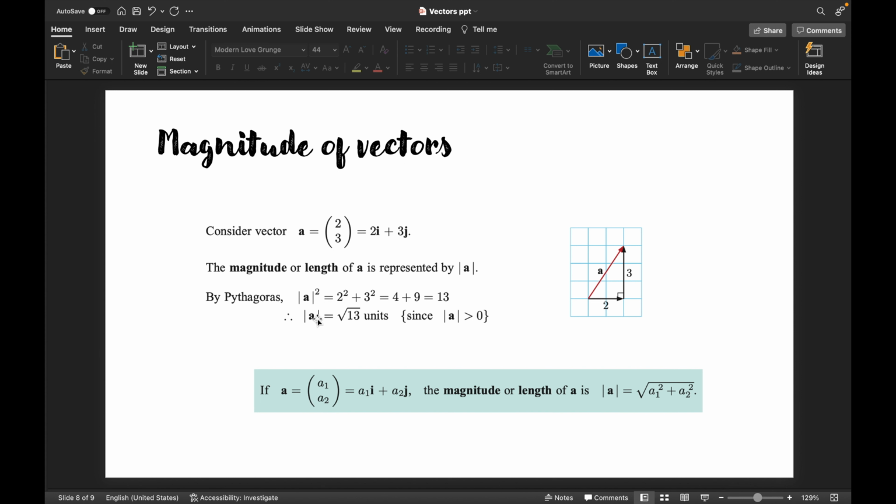So therefore, the magnitude of A would be root of 13 because the length is always going to be positive. We're not going to have negative 13 units. And therefore, it's going to be plus root 13 units. So this is the general formula. If A is A1i plus A2j, the magnitude or length of A is the square root of A1 squared plus A2 squared. It's just like finding the Pythagoras theorem.